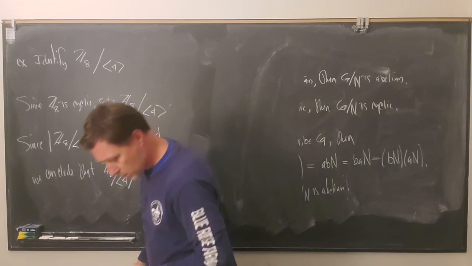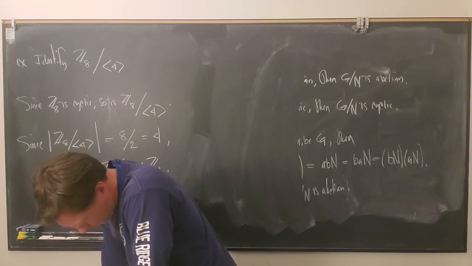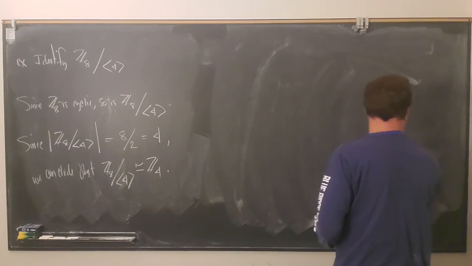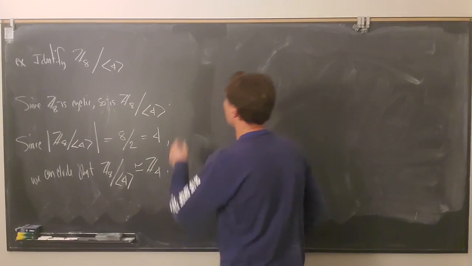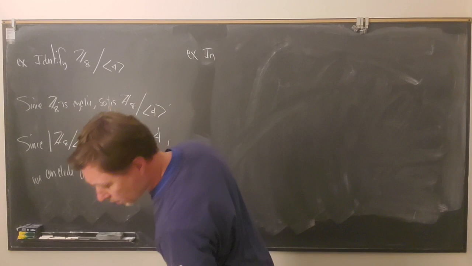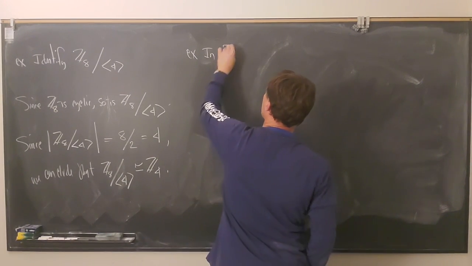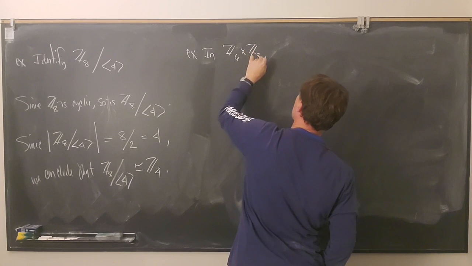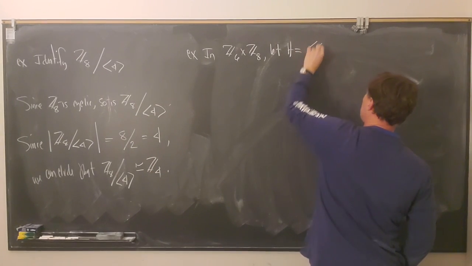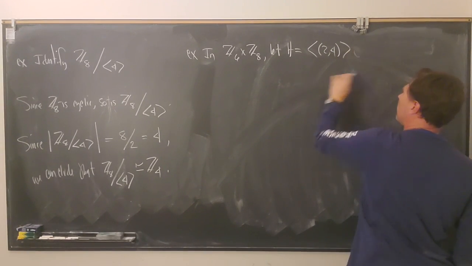Another example. Okay, so this is going to be another identify type problem. So in Z6 cross Z8, let H be the following subgroup, and it's going to be the subgroup generated by 2 comma 4.